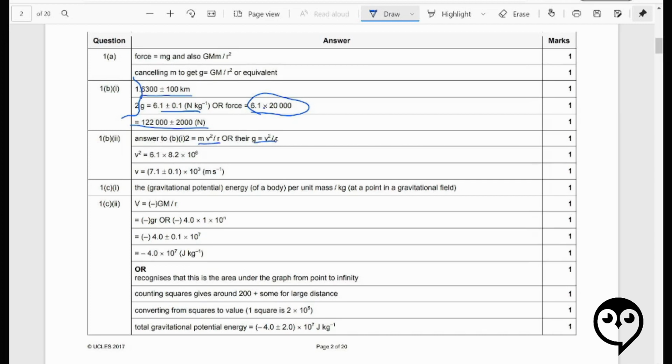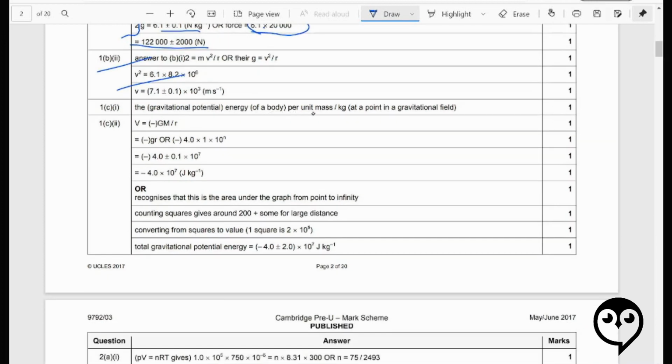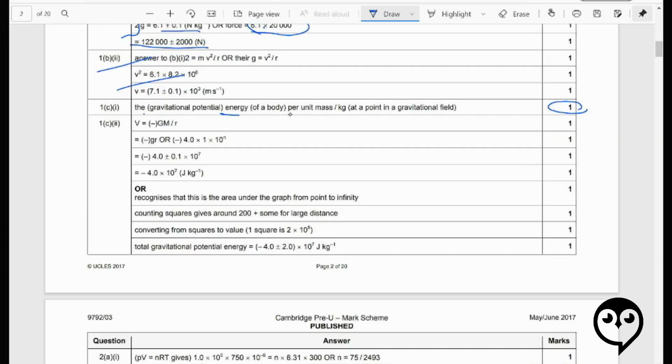For part B2, you just plug in your values and you get an answer. No big deal. We skipped this one: gravitational potential energy of a body per unit mass. It's only one mark. What is meant by gravitational potential? For 1 mark, you can say it's the energy per unit mass. We also know it's the energy needed to bring an object from infinity up to another point, but in this case they are saying it's the energy per unit mass. I suppose the more advanced definition comes with a higher mark count.